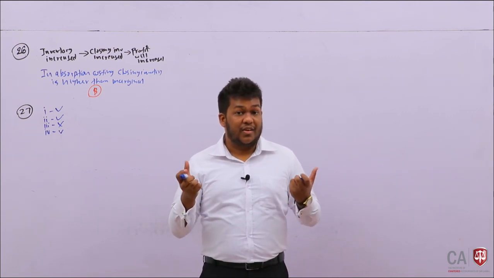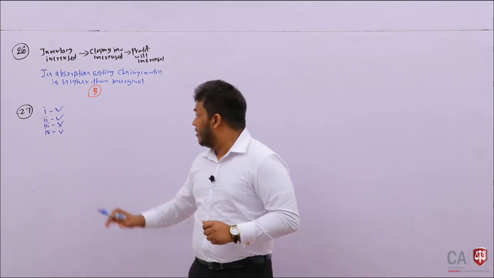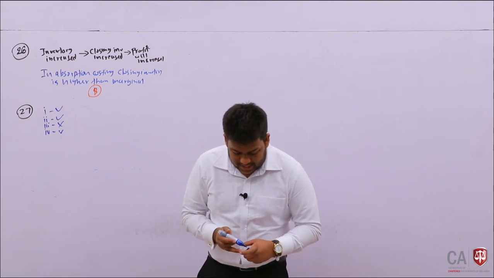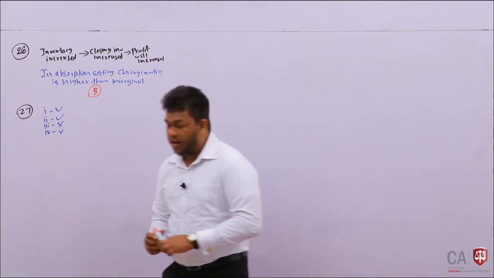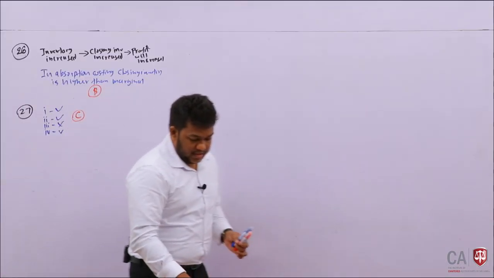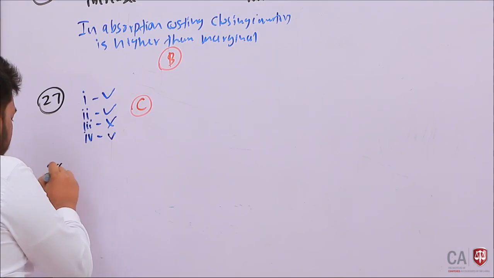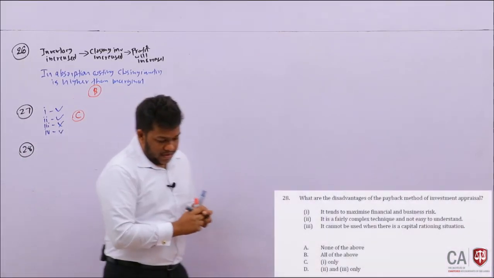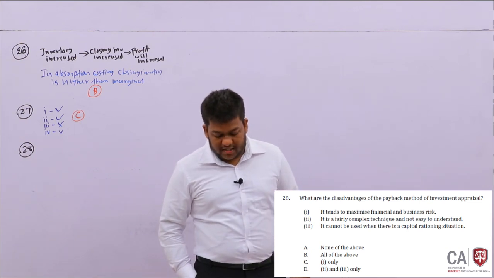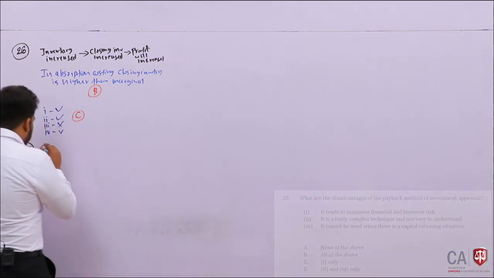That is good if you learn this now. So for this question, the answer is 1, 2 and 4, that is answer C, 1, 2 and 4 only. Then go to question number 28. What are the disadvantages of the payback method of investment appraisal? That also has three.